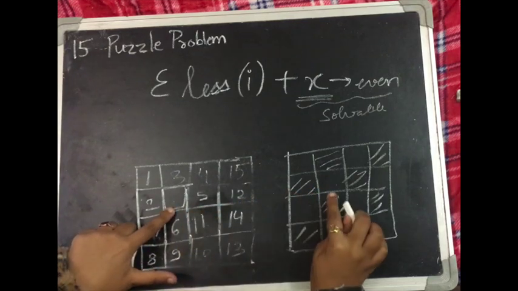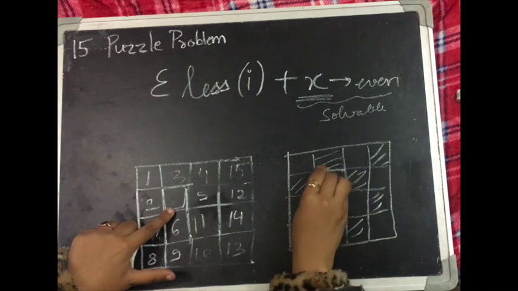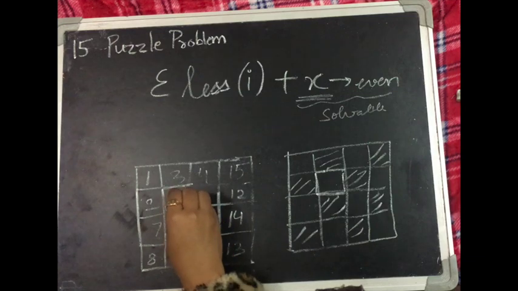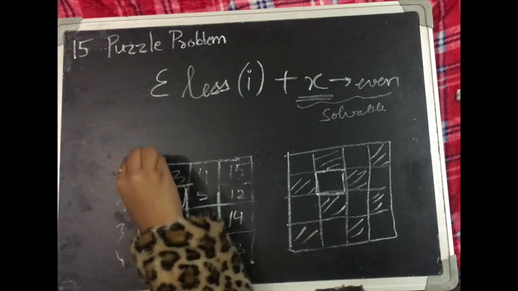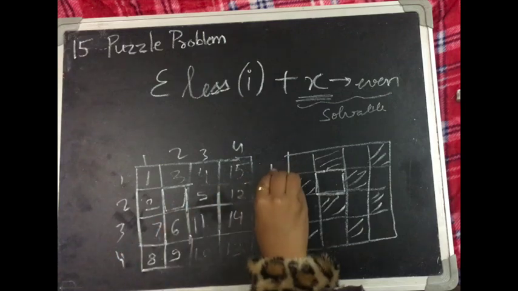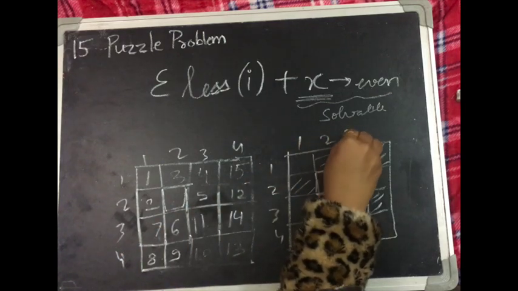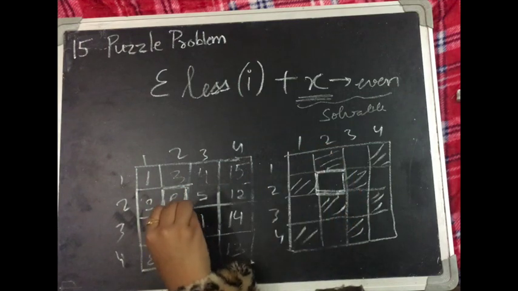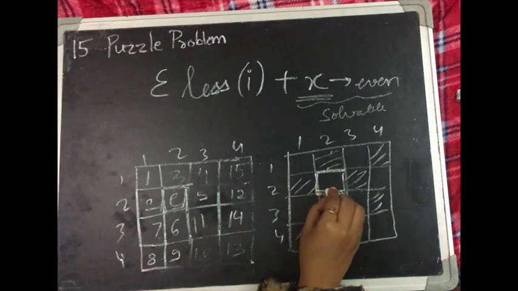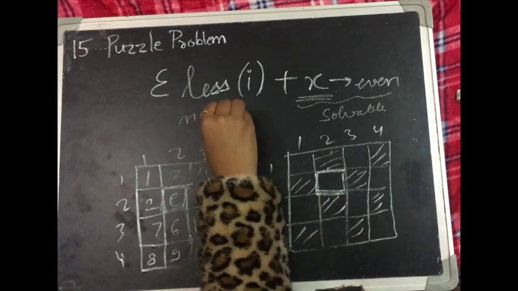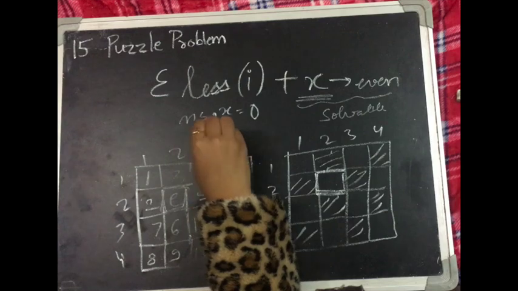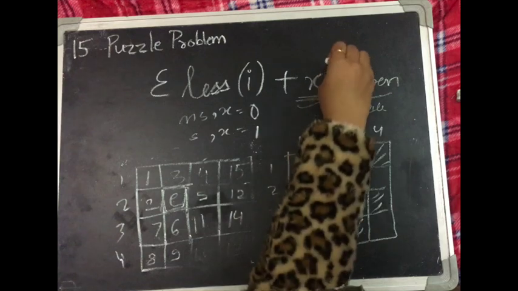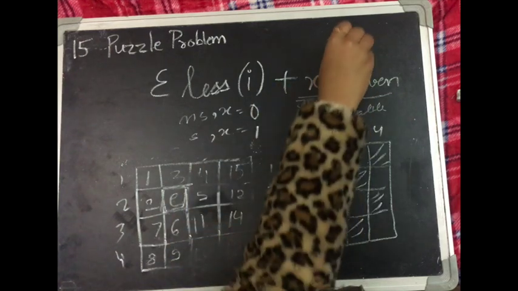That is, if my empty slot is in the shaded region. But here the empty slot is in this region. If I overlap these two matrices or these two grids, what will happen? This is 1, 2, 3, 4, 1, 2, 3, 4. So this block, that is 2, 2, the empty part, is in the non-shaded region. If it is in the non-shaded region, then x is equal to 0. If it is in the shaded region, then x is equal to 1.